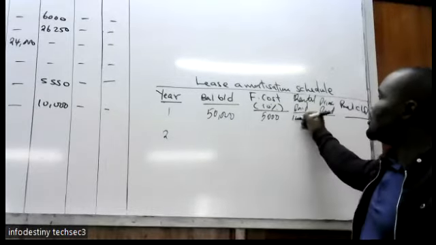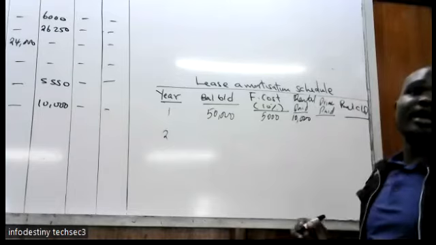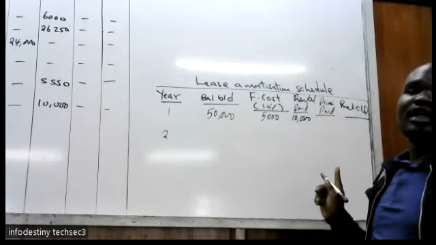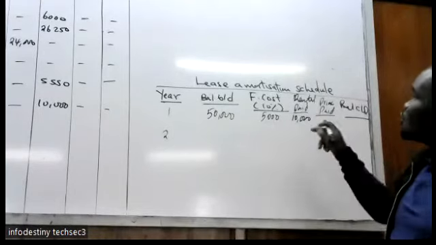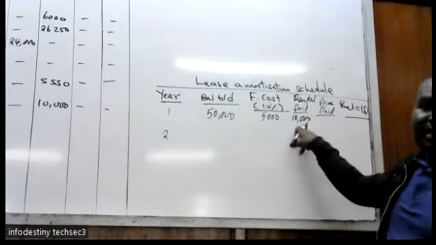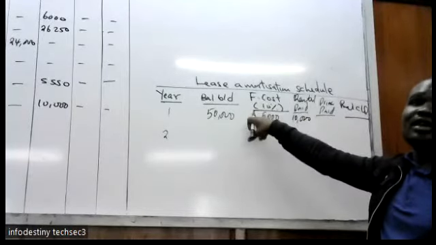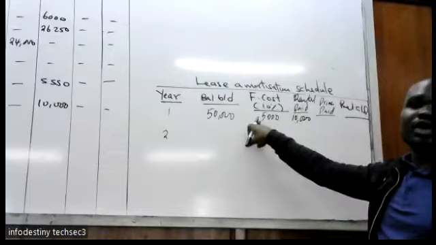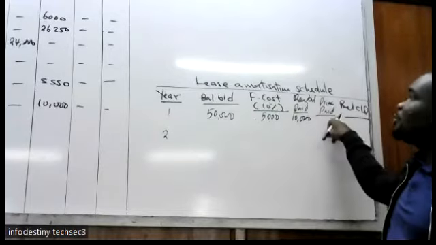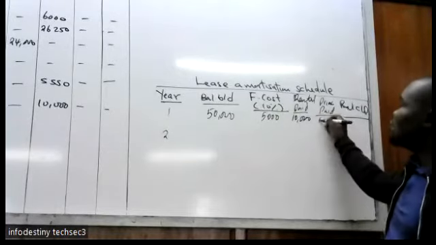Rental paid. They said they are paying how much per year? They are paying 10. So of the 10, when you pay 10, what is deducted first? Interest. Finance cost is the interest. So of 10, 5 goes to interest. So it means the principal out of the 50, what has been paid is how much?